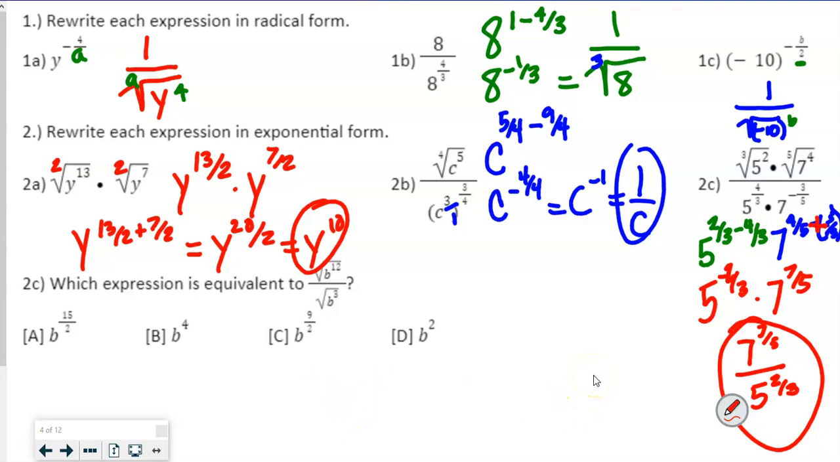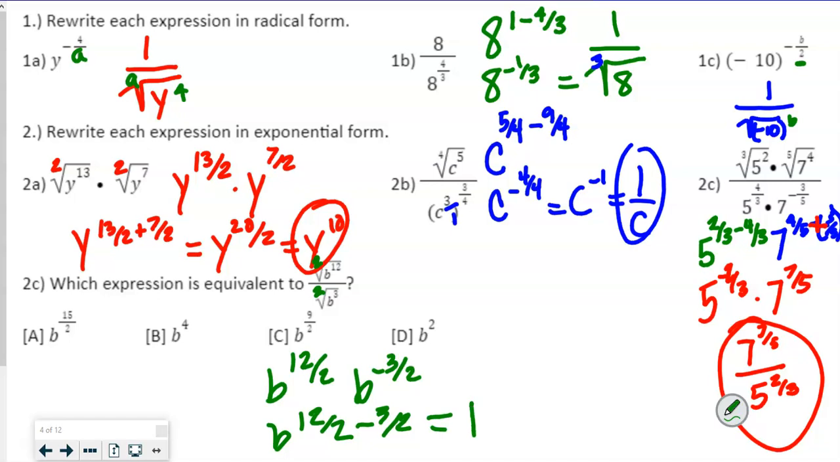So this next one, we're going to write it. Notice all our answers are in exponential form, so we're going to go ahead and write it in exponential form. And remember, if there's nothing as an index, there's a 2 as the index, right? So this is going to be b to the 12 over 2. And remember, if it's in the denominator, it's going to be negative, and that's going to be b to the negative 3 over 2, right? So we're going to subtract. So it's going to be b to the 12 over 2 minus 3 over 2. That's going to give us b to the 9 over 2.